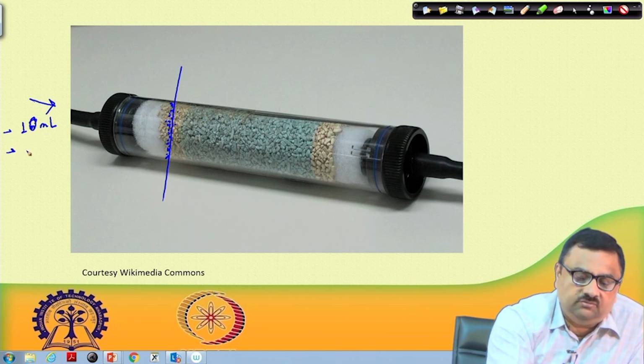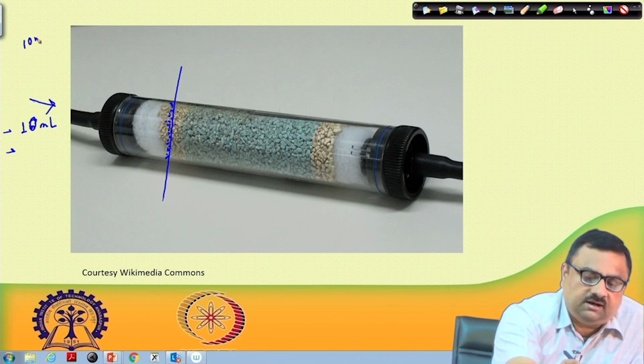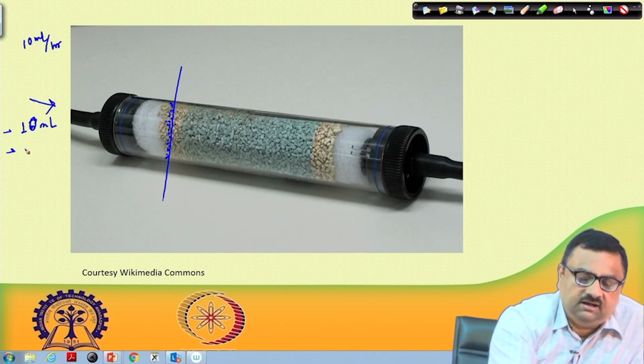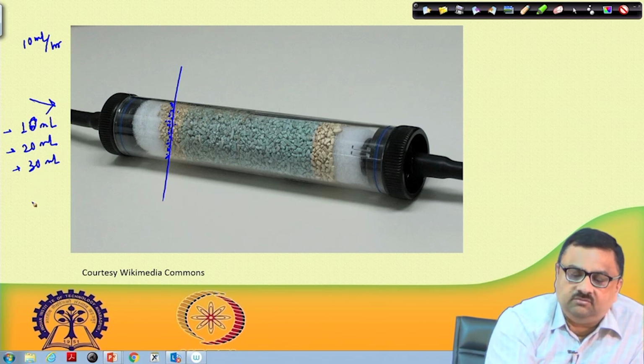So, cumulative volume. Let us say I am injecting 10 ml per hour, that is the flow rate. Then first hour I injected 10 ml, second hour I injected 20 ml, third hour I injected 30 ml. So, this is the cumulative flow. Every hour I am injecting 10 ml, but cumulatively I have injected much higher volume.